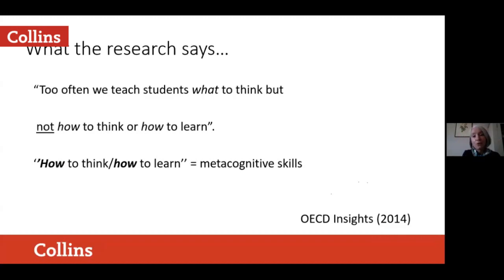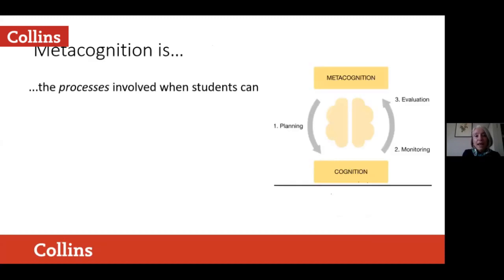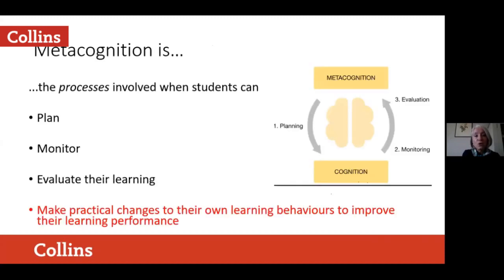Now, this how to think and how to learn, this is metacognition. This is what we call metacognitive skills. It's the processes that a student can use when they can plan their own learning, monitor and evaluate their own progress, and make practical changes to improve their learning behaviours that in turn have an impact on their learning performance. So, for example, I do not learn visually. I learn by making associations. So now I know that I learn by making associations, I can give myself little tricks and tips that help me remember things.